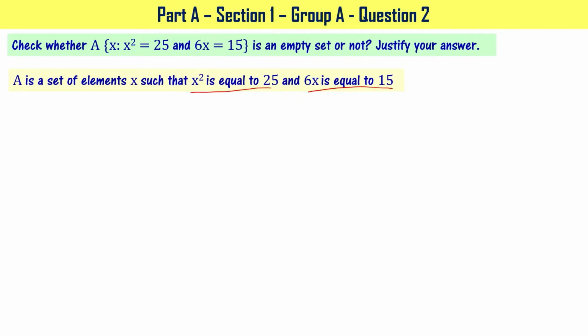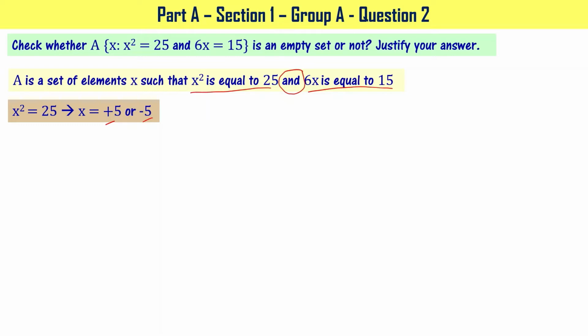You see, x square is equal to 25 and 6x equal to 15. Here this "and" is very important. Okay, now let's see, x square is equal to 25 means what? It means x can be plus 5 or minus 5, right?